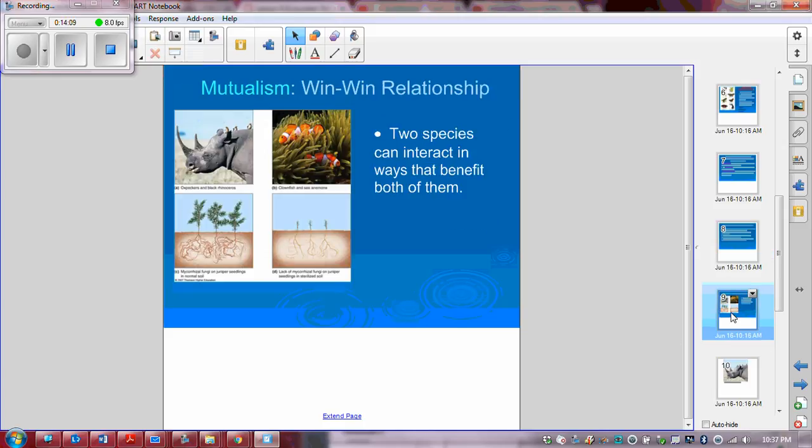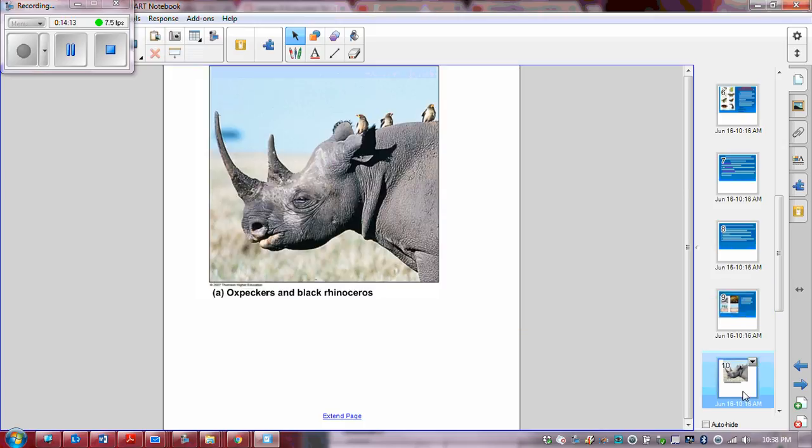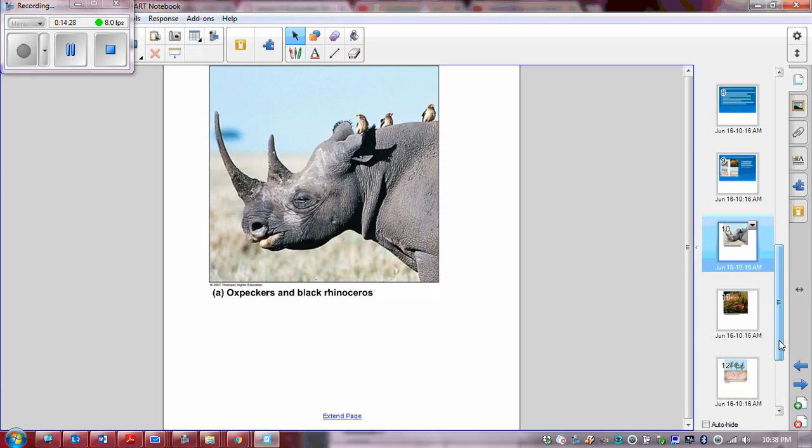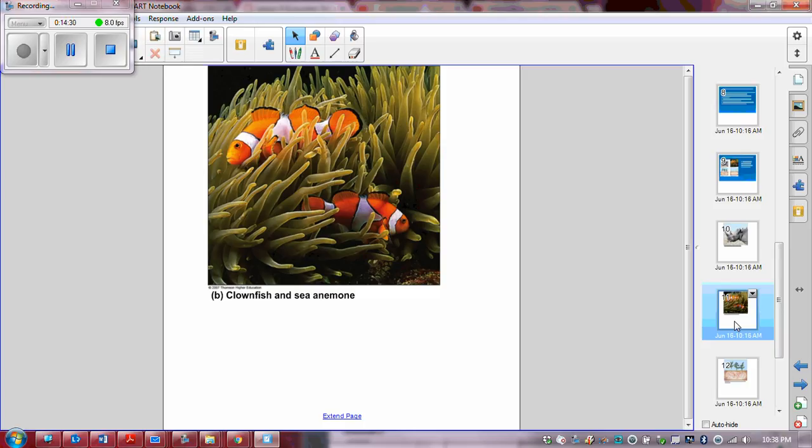So some examples of mutualism. So here's our oxpecker with a rhino. So the oxpeckers are picking the ticks off the rhinos, fleas and things like that. So the oxpeckers are getting food, and the rhinos are getting cleaned off of parasites. So good for everybody. We have the clownfish and the sea anemone.